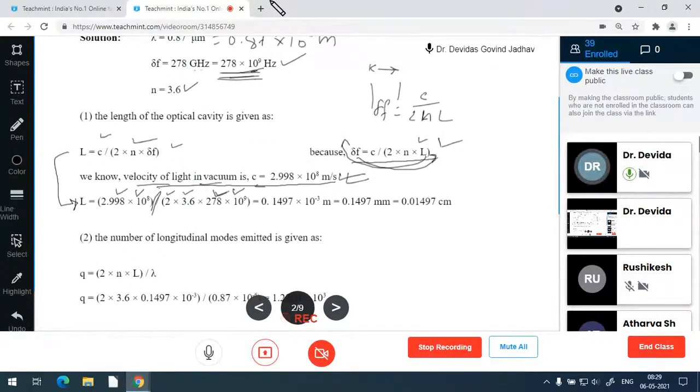So this calculation, after calculating it, you can take the help of a calculator or you can use the log table also. 2.998 divided by 2 divided by 3.6 divided by 278. So all this is calculated, multiplied with 10 raised to 8 and divided by 10 raised to 9. So this comes as 0.149 into 10 raised to 3 meters. Is it coming? Have you calculated?